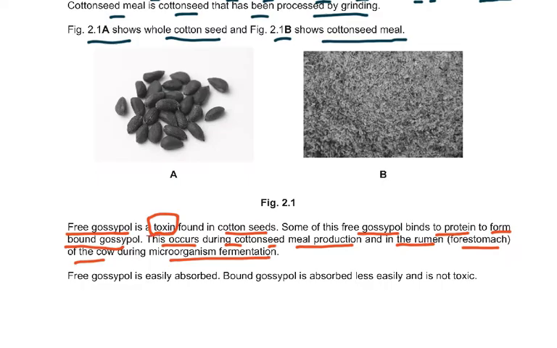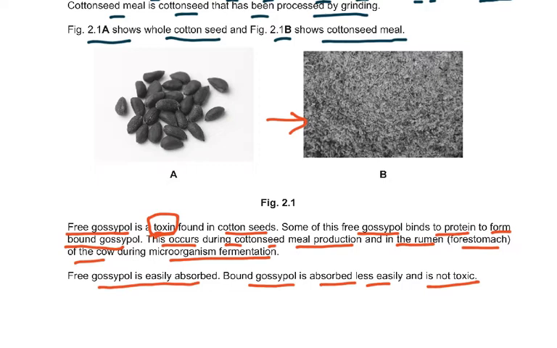So free Gossypol is a toxin, and some of the free binds to protein to form bound Gossypol, and this occurs during the cottonseed meal production, or in the stomach of the cow during microorganism fermentation. Free Gossypol is easily absorbed, but bound Gossypol is absorbed less easily and is not toxic. So free Gossypol is a toxin and it is easily absorbed, while the bound Gossypol is absorbed less easily and is not toxic. That's why I say reading the question is the art of doing paper 5.